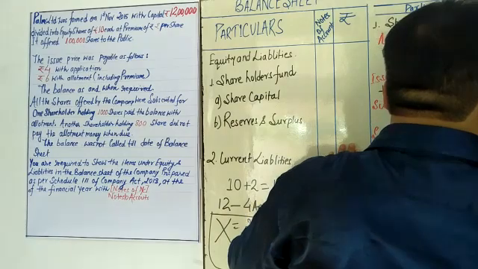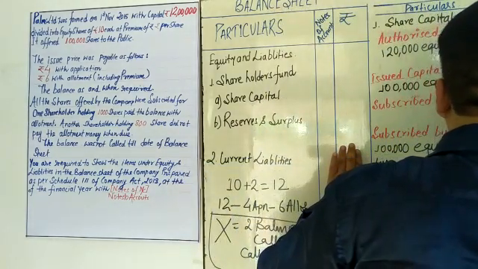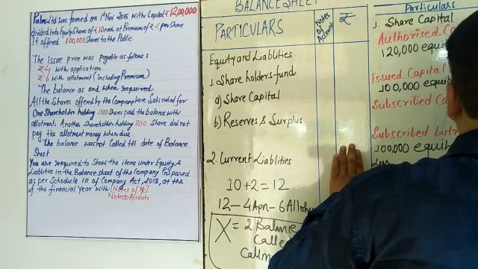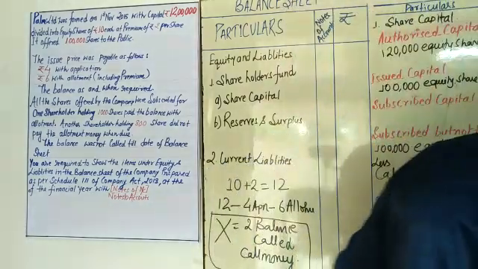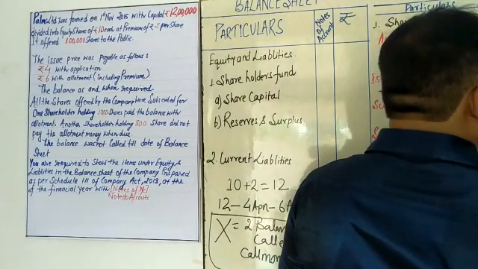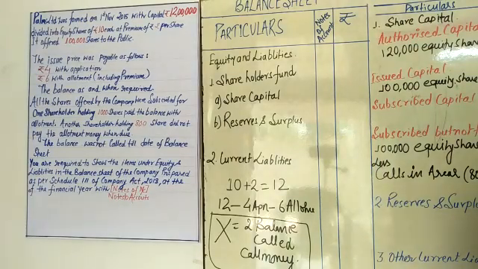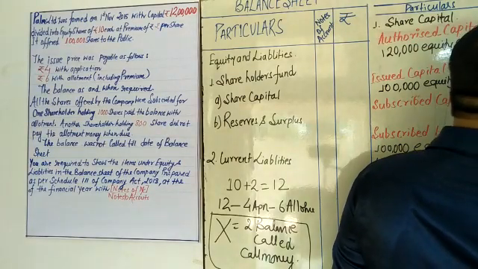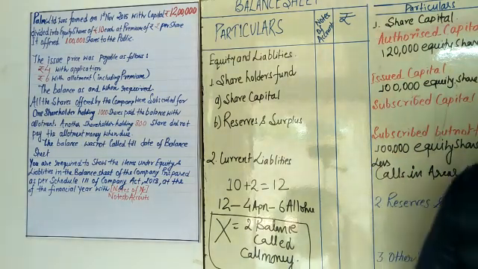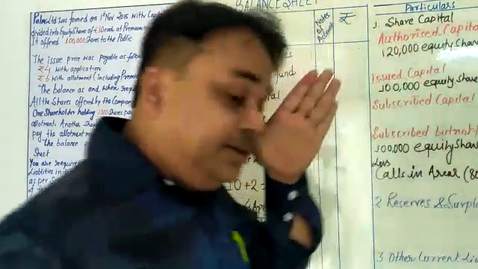So 800 multiplied by 6 is 4800 rupees. That should be minus. So how much amount is it going to be? 7,95,200. Now the question arises: what is the amount of reserves and surplus?